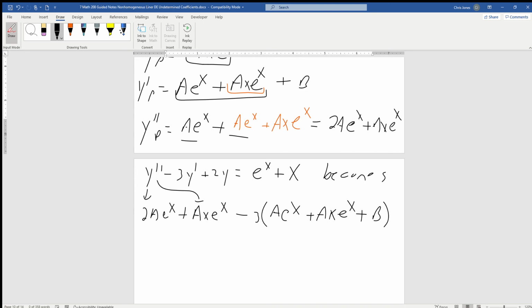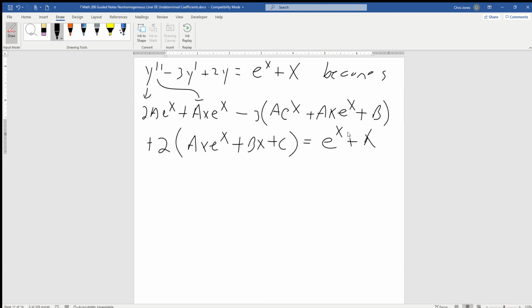And then finally, plus 2 of the original solution, which was ax e to the x plus bx plus c, and that's supposed to be equal to e to the x plus x. All right, so let's have at it. Let's see what happens here.